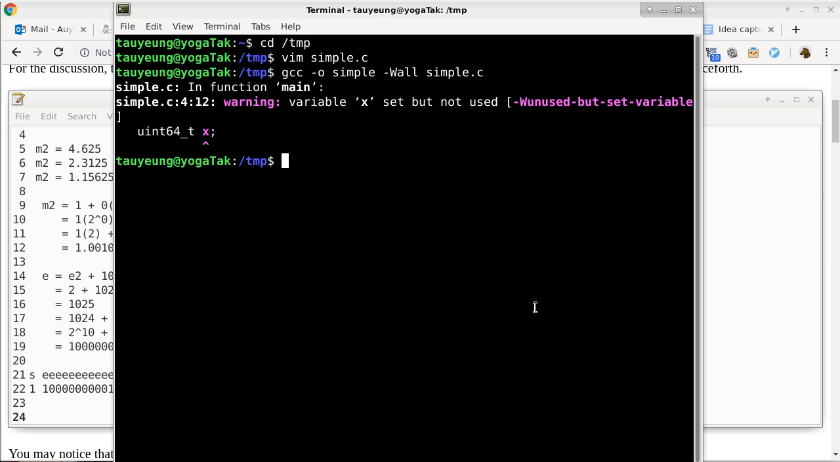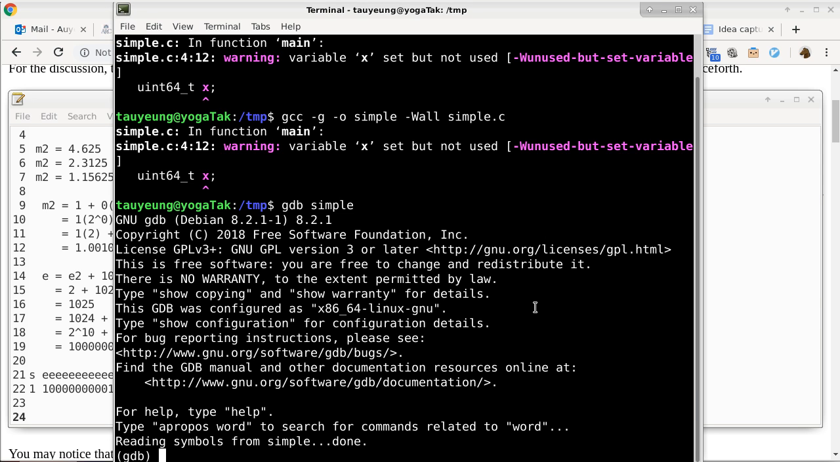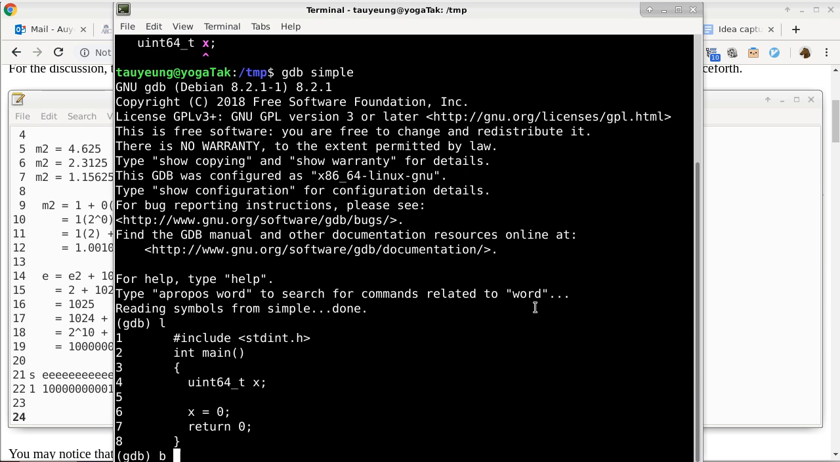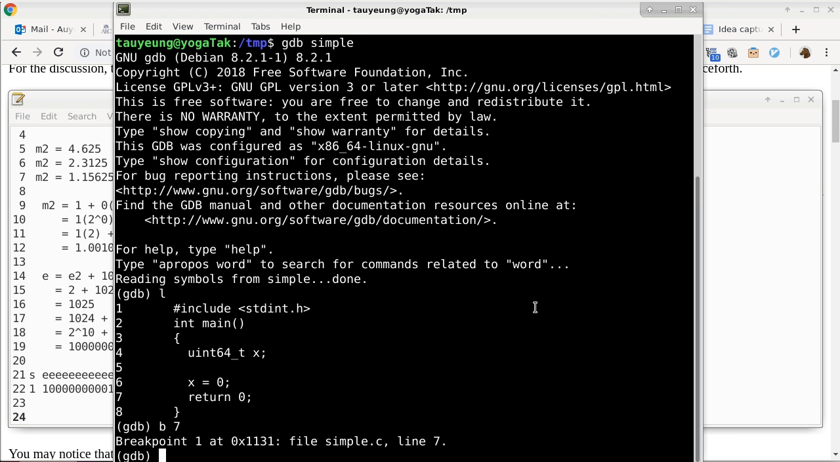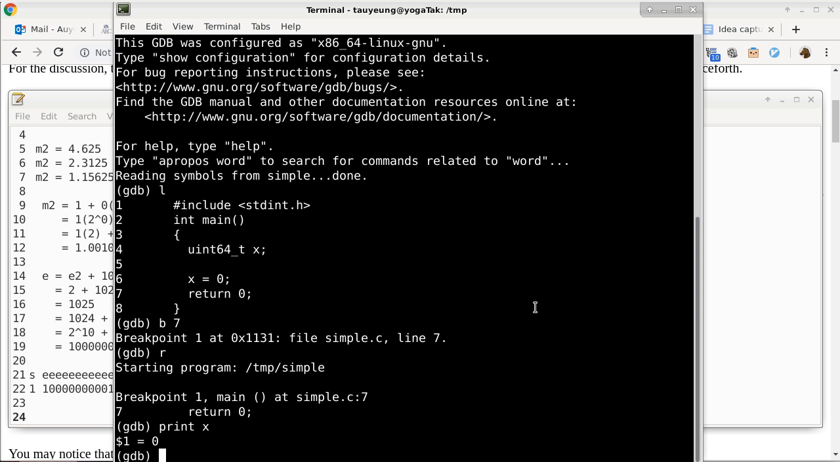All right, oh, I forgot one thing. I forgot to specify -g to specify debug. So now I'm including debug information in the executable. So I run gdb to debug the program. Like so. And I list the program, put a breakpoint on line 7, run the program. I want to print the value of x. It's 0. It has absolutely nothing to do with doubles, right?